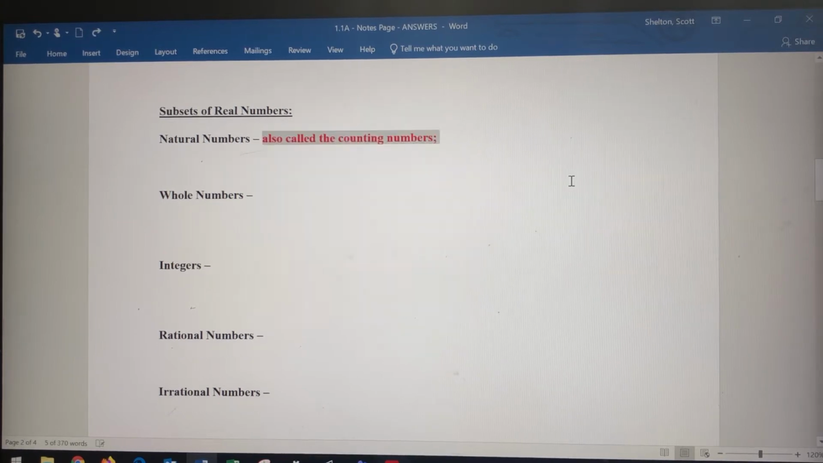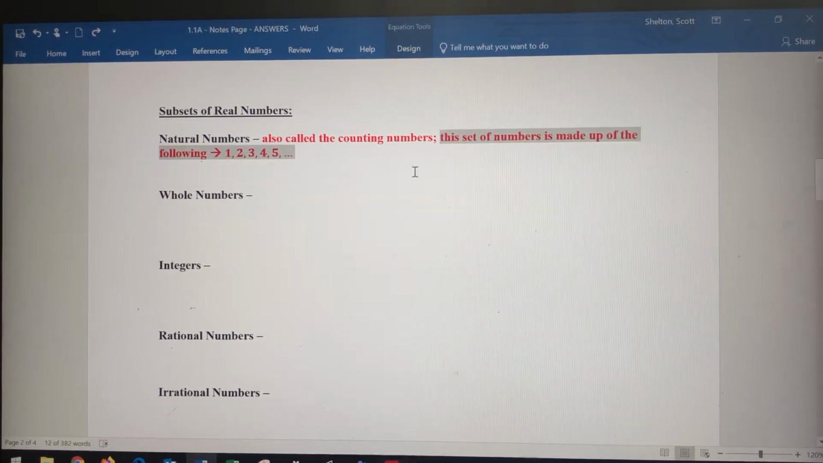It's also called the counting numbers. So when you learned how to count, you started with 1. So 1, 2, 3, 4, etc. So those are considered the natural numbers or the counting numbers, okay? So that set of numbers is made up of the following: 1, 2, 3, 4, 5. And then this 3 dots here is what we call an ellipsis, and that just means that pattern continues forever. So 6, 7, 8, 9, and on to infinity, okay? So that's the natural numbers. That's the first subset of real numbers we really want to talk about, okay?